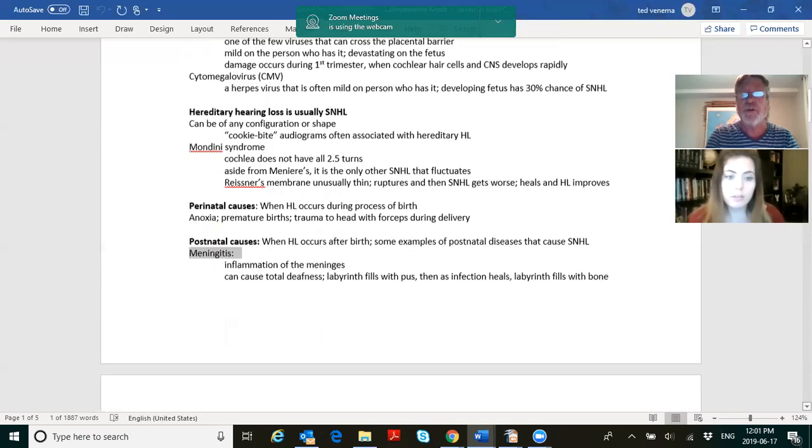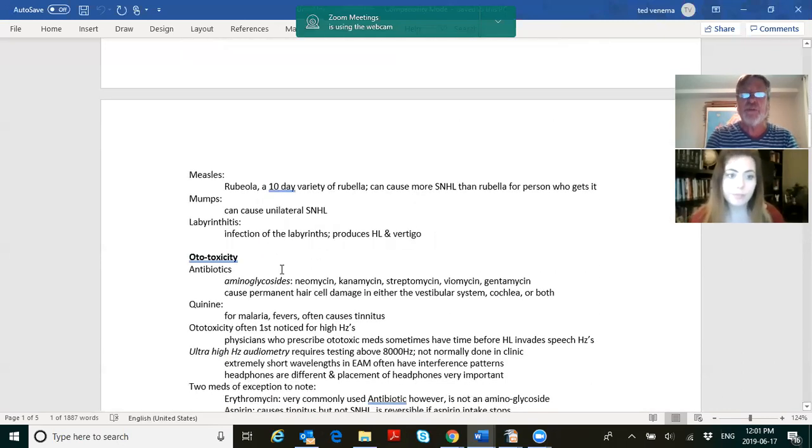We'll scroll on down here. Measles can cause sensory neural loss. The mumps can cause sensory neural loss. And then you have something called labyrinthitis. Maybe you've got a cochlea infection. Maybe you've had a viral infection of the cochlea. That can cause sensory neural loss.